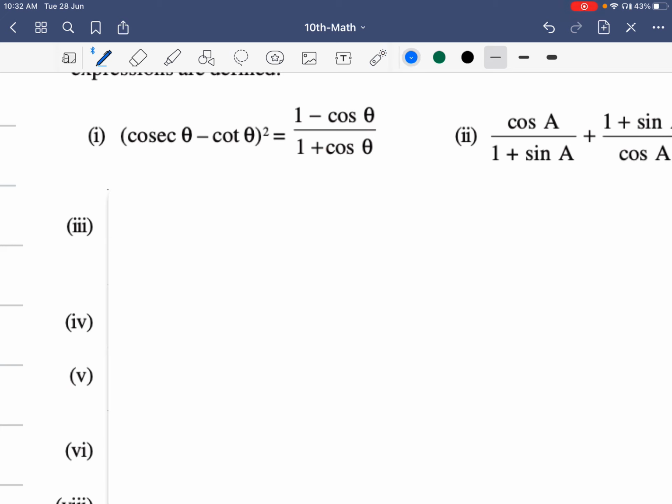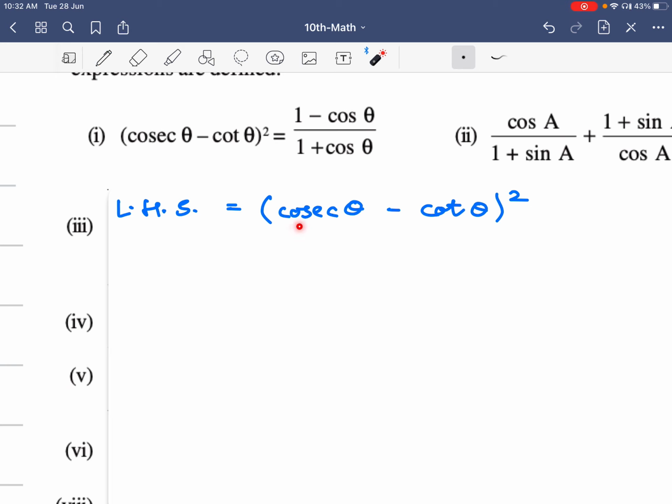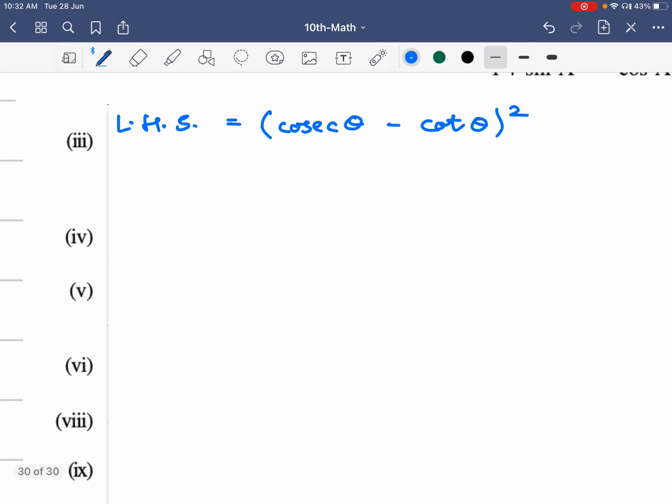So let's begin. Here left hand side, LHS, is equal to cosec theta minus cot theta the whole square. Typically while solving these problems, we convert all these trigonometric ratios into our basic sine and cos. Always remember, sine and cos are our basic foundational trigonometric ratios. If we convert these into sine and cos, something might come up. So let's try to figure that out.